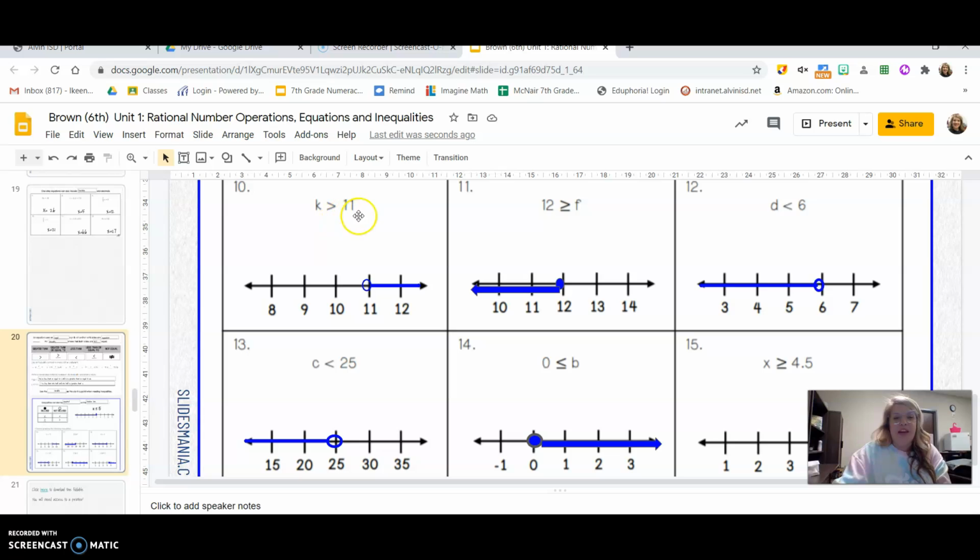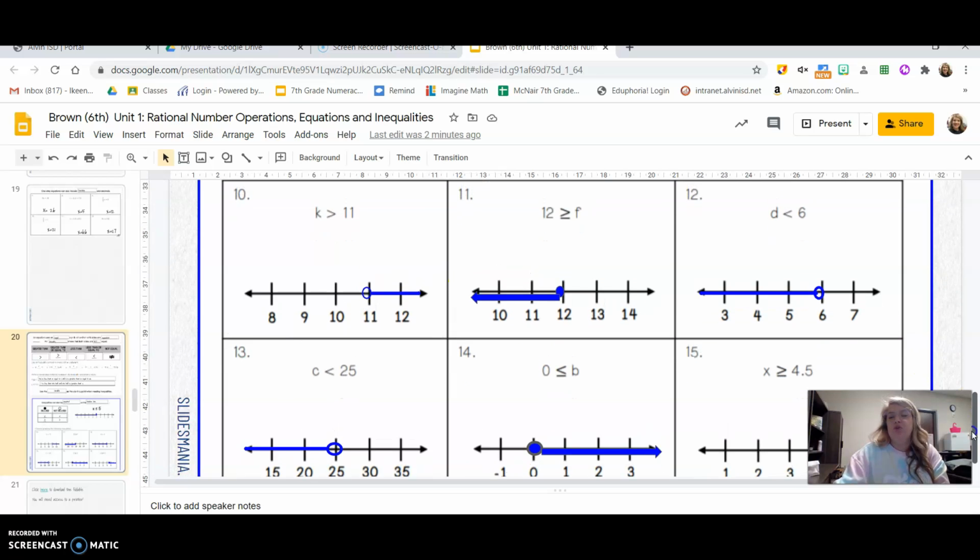All right, so for this last part of it, k is greater than 11. Because it has greater than, this is an open circle, and anything to the right would be a part of the solution to this inequality. Anything that is greater than 11. All right, number 11. 12 is greater than or equal to f. If we rewrote this, it would be f is less than or equal to 12. So 12 gets a closed circle because it's included in the solution, and then everything that's less than 12 is included in my solution, in the possibilities for my solution.